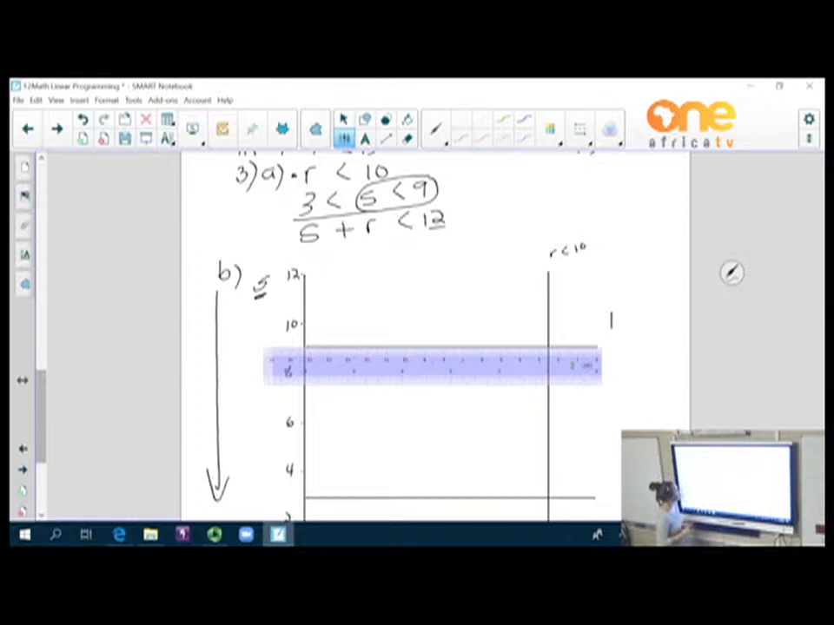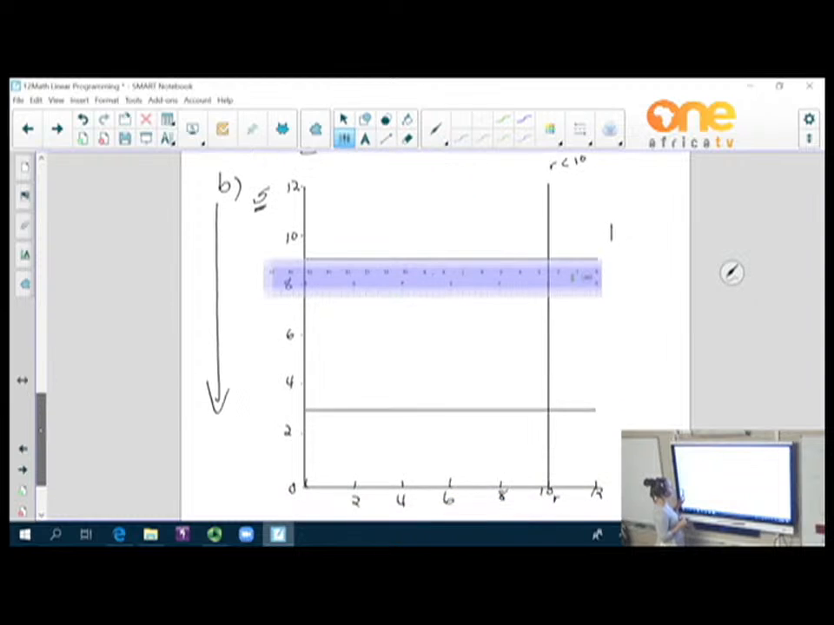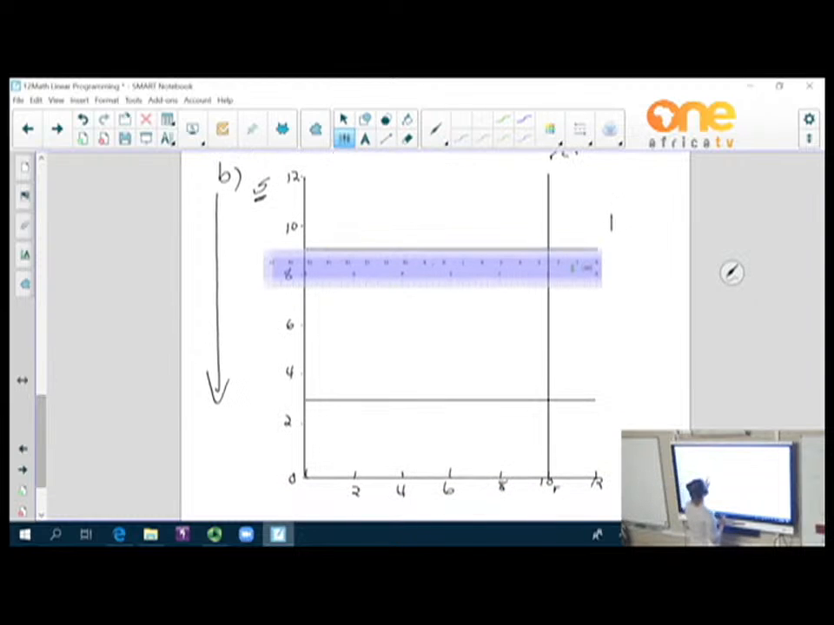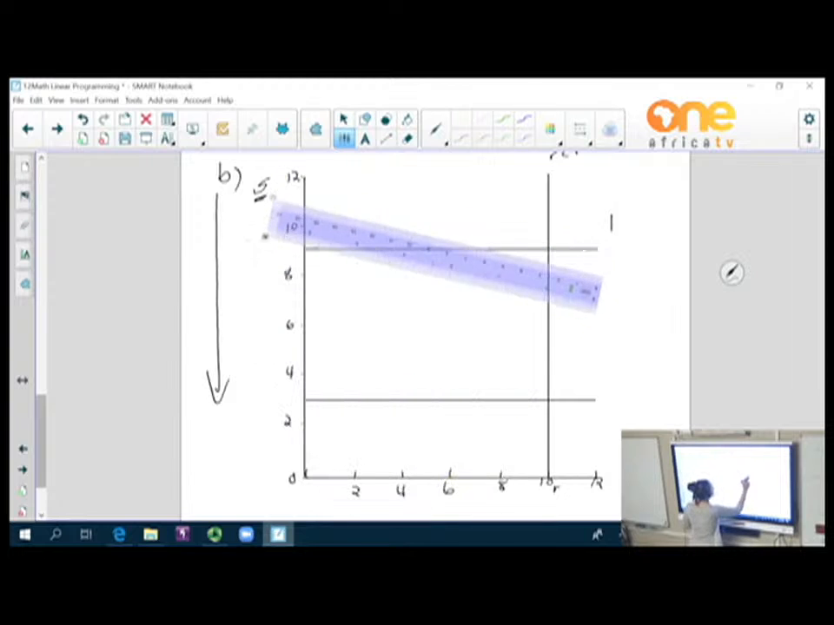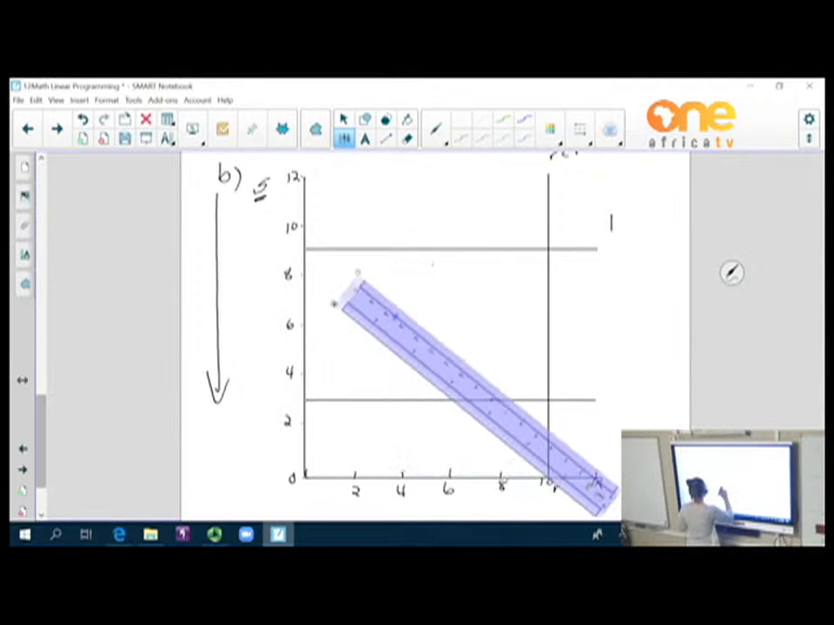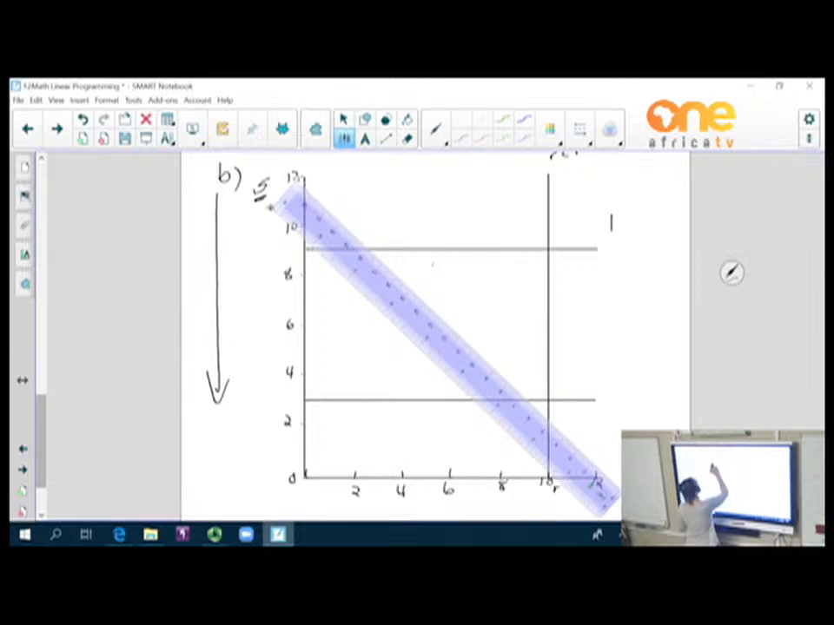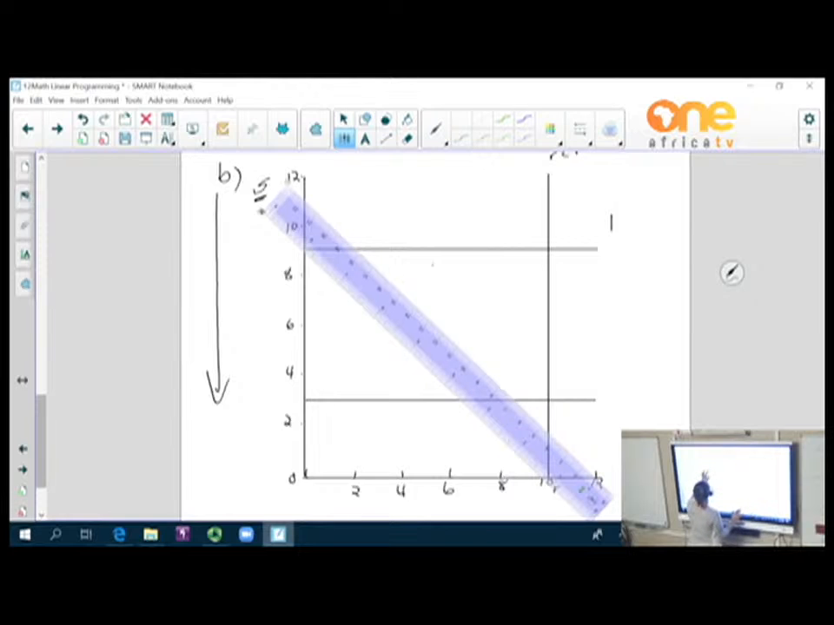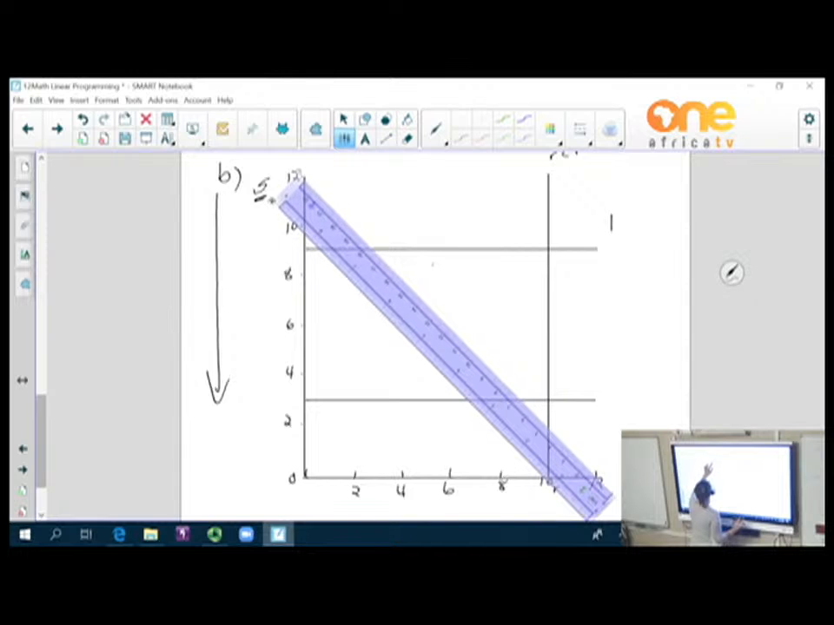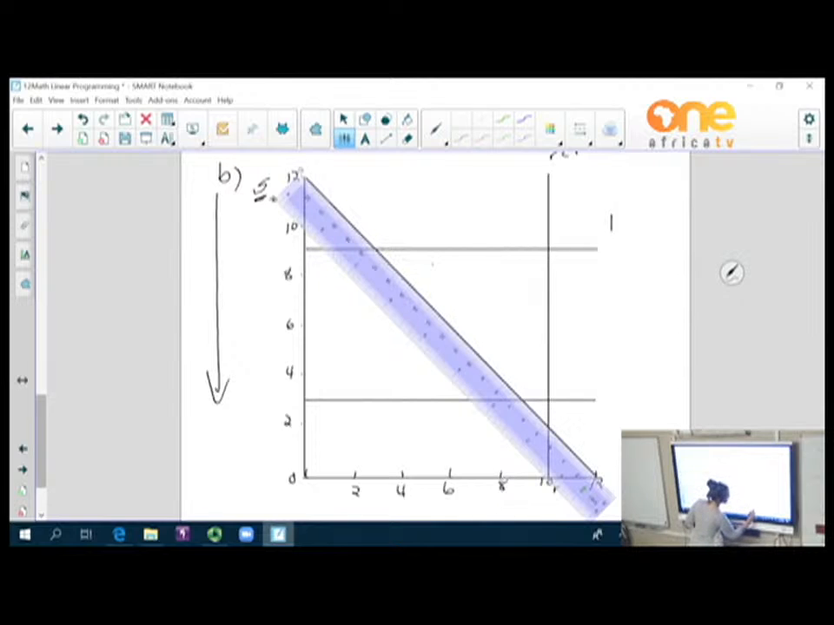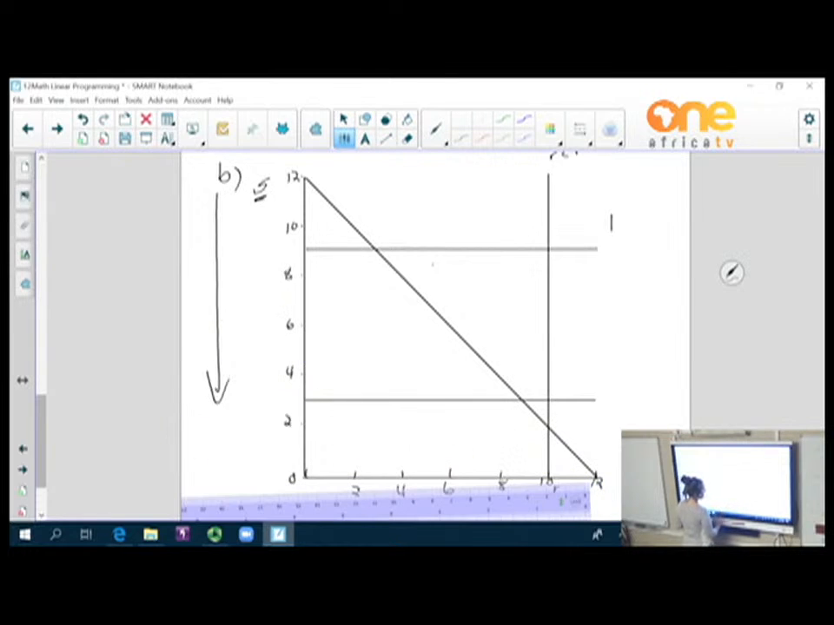And then the last one, S plus R will be less than 12. So we cannot go more than 12. So what we will do is we will start with 12, and then we will stop at 12 above. That means we cannot have more than 12. So we will stop there at 12 and we will stop at 12 on the bottom side as well. That was number B.